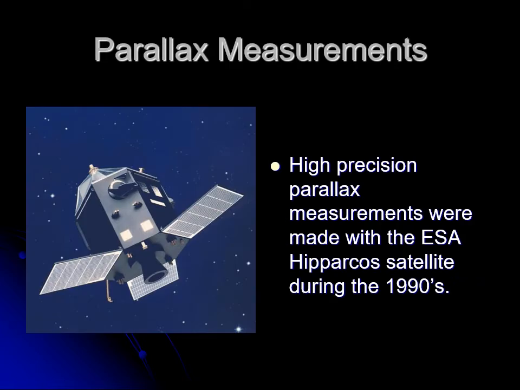Measuring parallax is difficult to do from the ground because the atmosphere distorts light. It makes it difficult to make the measurements. So in the 1990s, the European Space Agency launched the High Precision Parallax Collecting Satellite, or Hipparcos satellite. When you look at Stellarium, one of the things it sometimes gives you is the Hipparcos catalog number of stars. And so that's coming from this satellite right here.